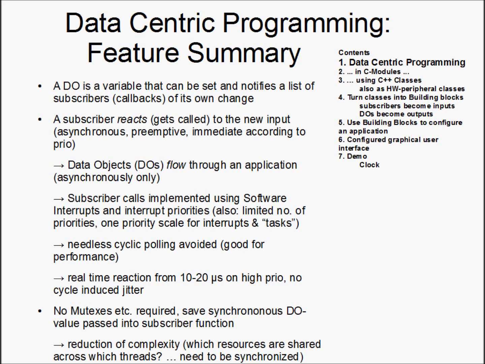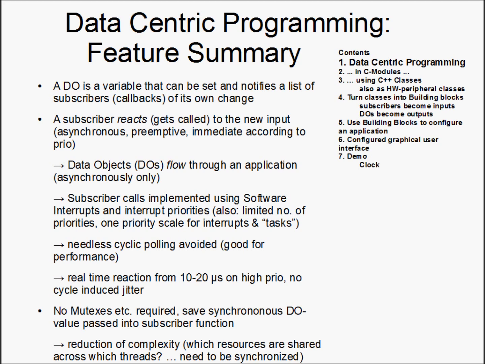A common programming paradigm uses loops and polls for changes. This wastes processing time if things have not changed. Another direct consequence of this programming paradigm is the introduction of jitter, when various cycles run simultaneously. Both effects are avoided when using data-centric programming.